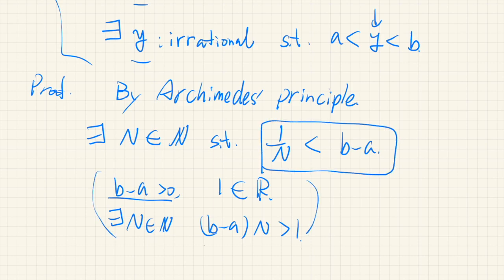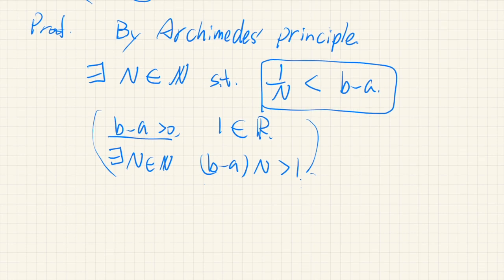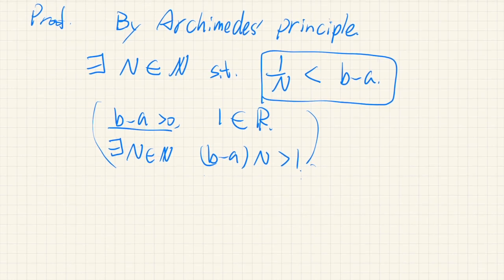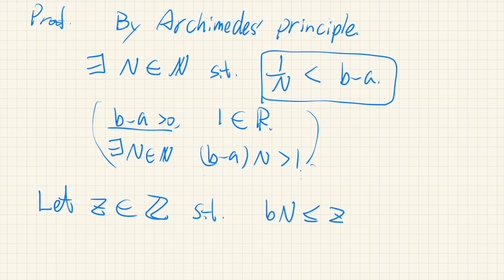Okay. So that's the first step. And next step, let z be an integer such that b times n is greater than z, and also z be the minimal, the least integer such that this holds.